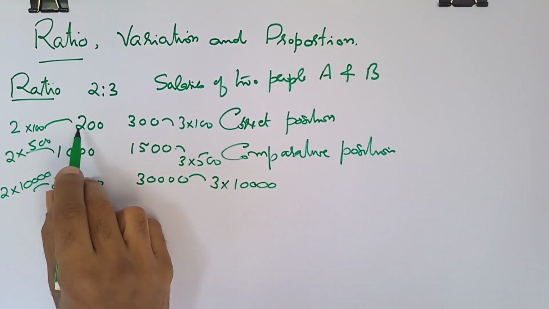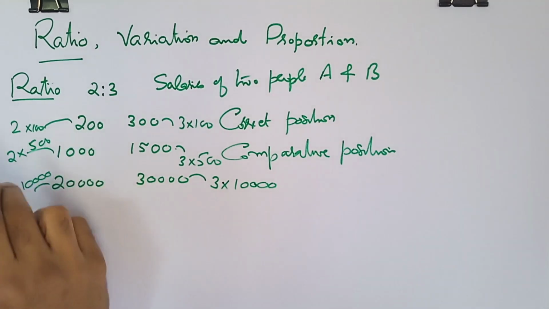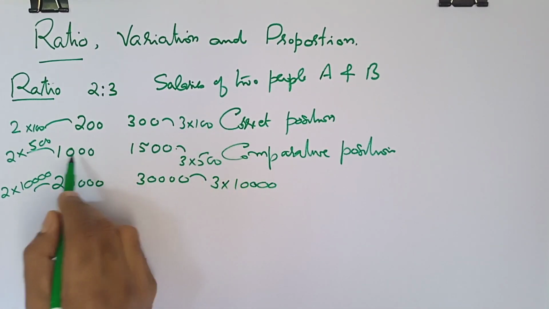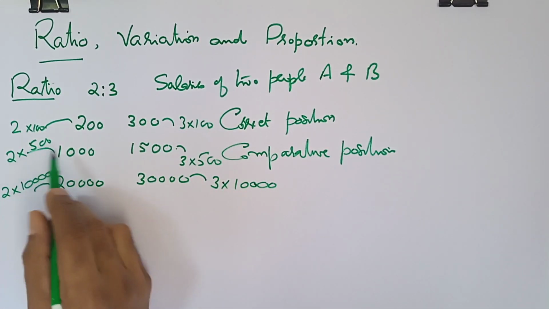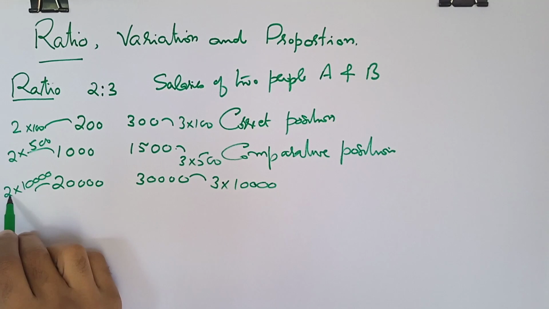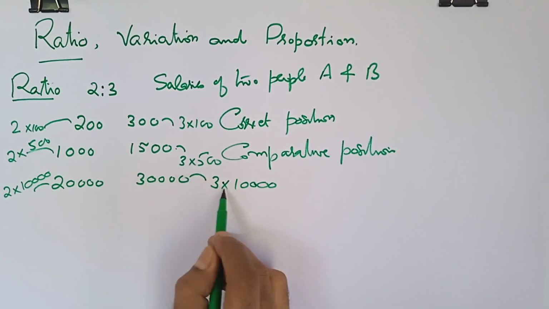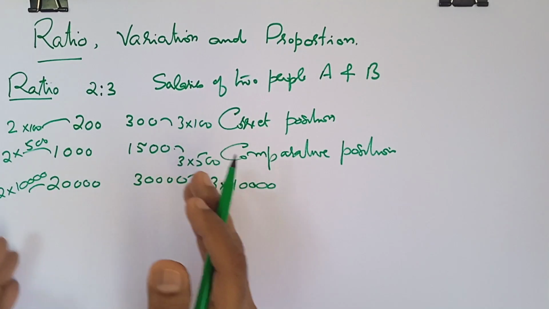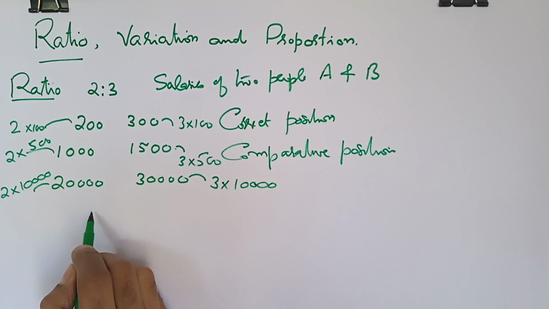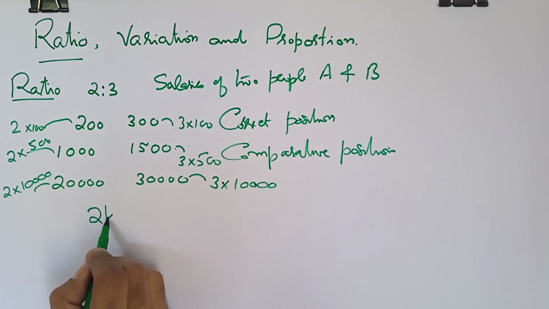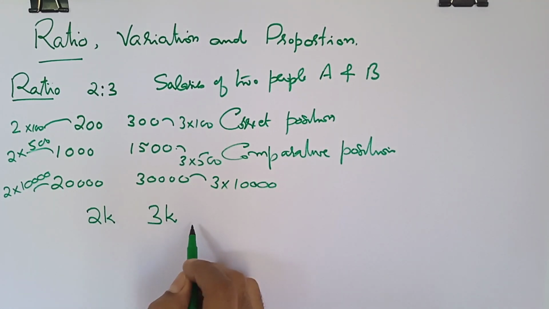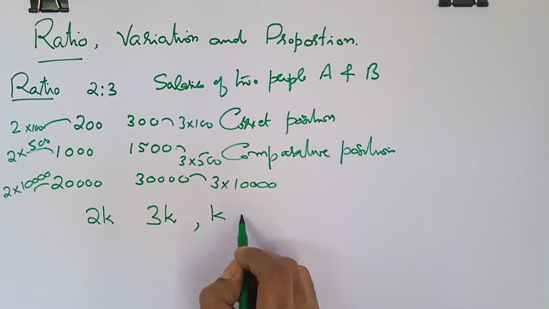Now there is something you can observe here. If you look at their salaries, 200 is 2 into 100, and in that case B's salary will be 3 into 100. Here A's salary is 2 into 500, then B's salary for that value will be 3 into 500. In the same way, here 2 into 10,000, and here 3 into 10,000. So A and B have their salaries related to each other through a constant multiple. Or in general, you can write the salaries of A and B as 2K and 3K, where K is what? We don't know.